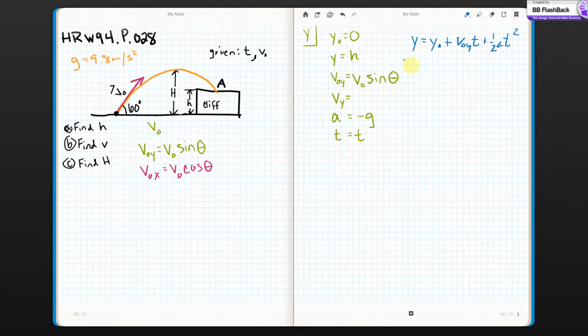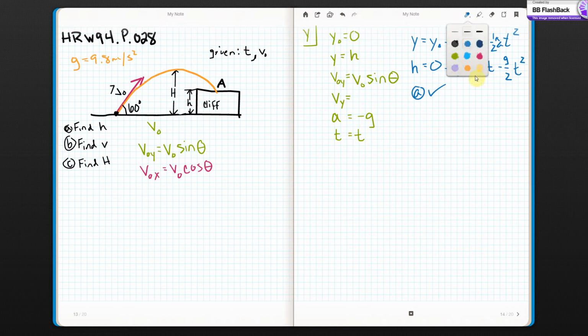Okay, where Y is H. Y0 is 0. V0 Y is V0 sine theta, leave the T, and then A is negative G, so I'm going to combine that and end up with G over 2 times T squared. All of these I know, so that will give you H, and H will be done. So that is number A done.